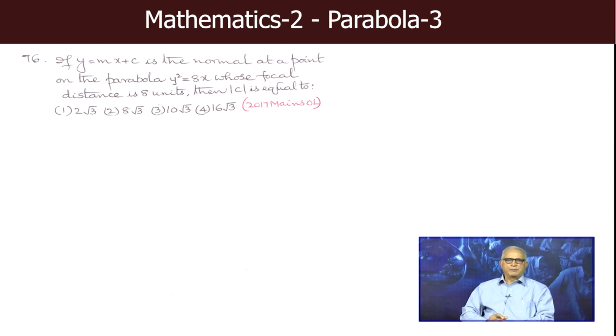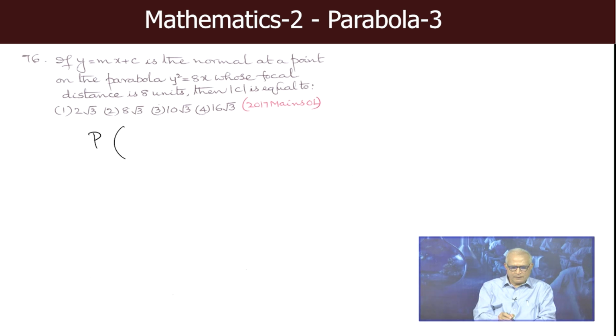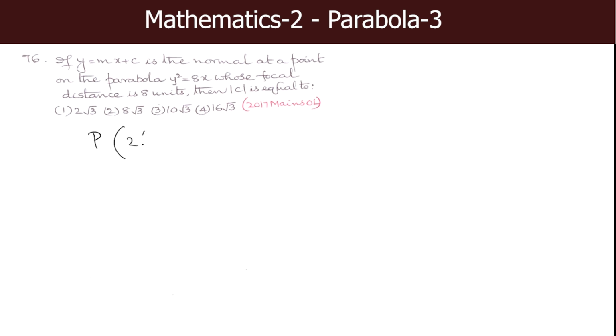So, if P is the point we take, (2t², 4t), its distance from the focus is equal to 8 units. What is the focal distance of P? It is a into (1 plus t²). A is 2 here, so 2 into (1 plus t²) equal to 8. So, t² equal to 3.